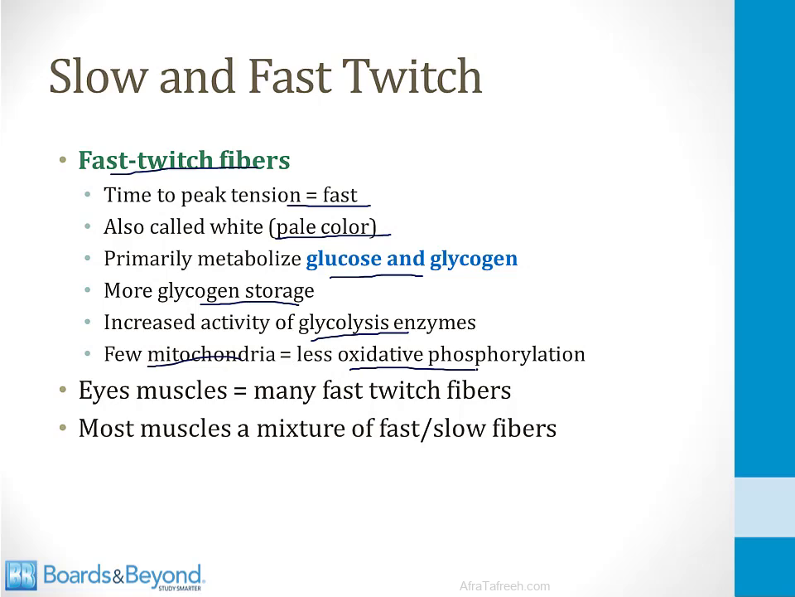The goal of these types of fibers is to do a quick on and off contraction. And for example, many of your eye muscles have lots of fast twitch fibers because their job is to just move quickly to one side or the other. And most muscles in your body are a mixture of fast and slow, and different people have different mixtures in their different muscle beds.